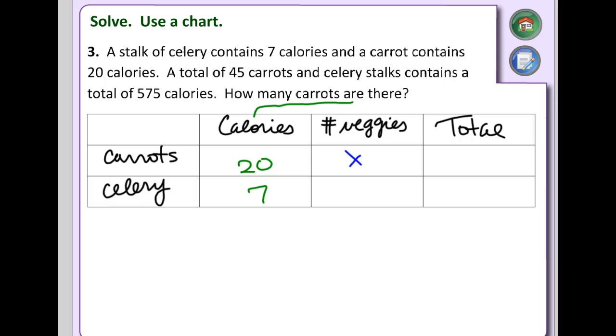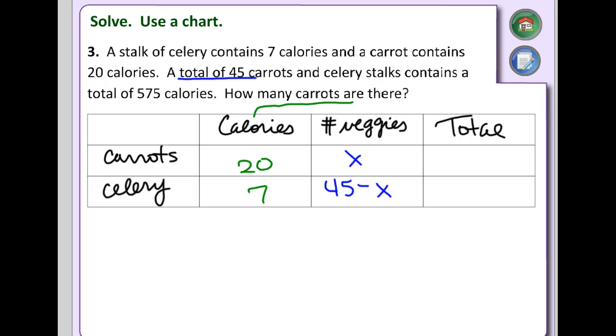Well, remember it said I had a total of 45 carrot and celery sticks. So if carrots is x, how am I going to figure out how many of them are celery? Well, I subtract carrots from 45. So this is going to be 45 minus x. Does that make sense? If carrots is what I'm looking for to figure out how many celery's left, I just subtract it from the total.